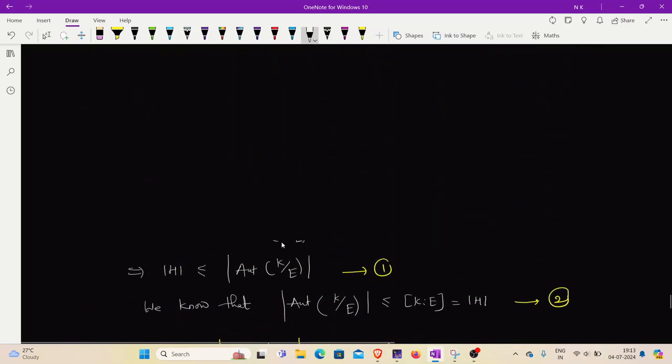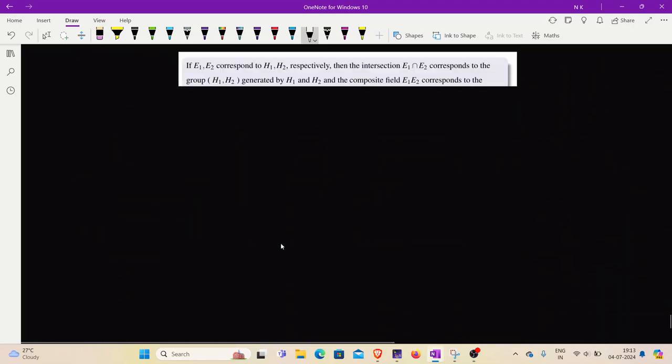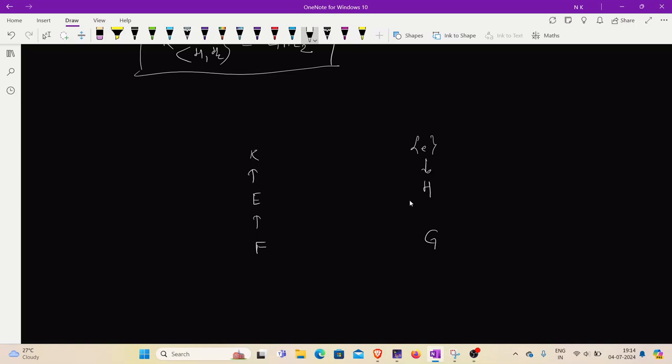Okay, so what are the takeaways? The takeaways are quite simple. If K is a Galois extension of F and E is an intermediate field, then the fixed field of the trivial subgroup, the singleton identity, is K, E is the fixed field of H, and F is the fixed field of G. So it is reverse inclusion.